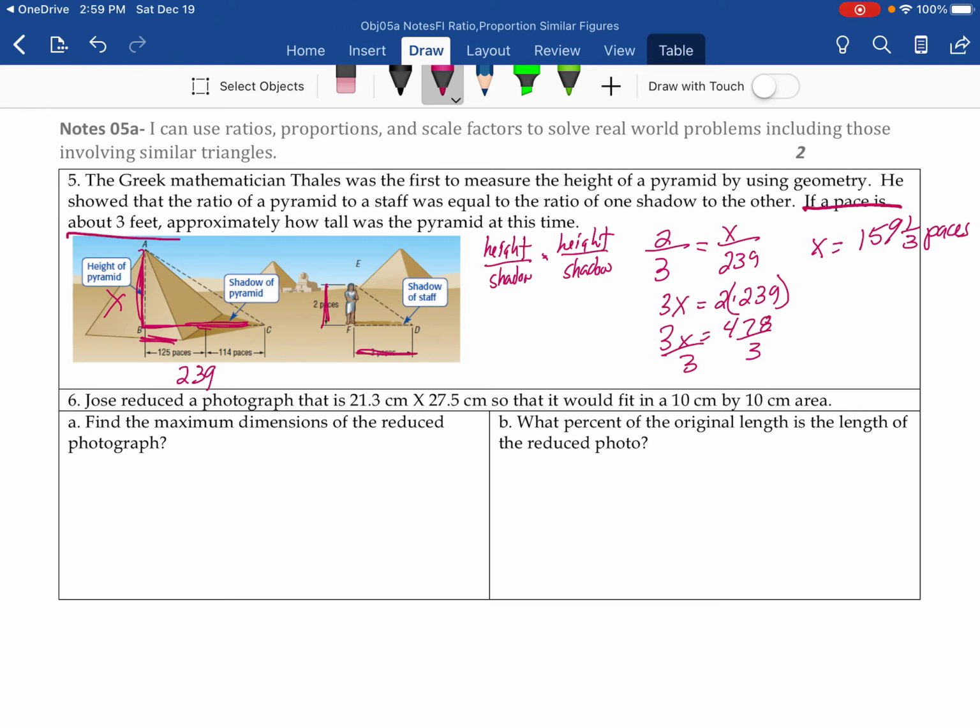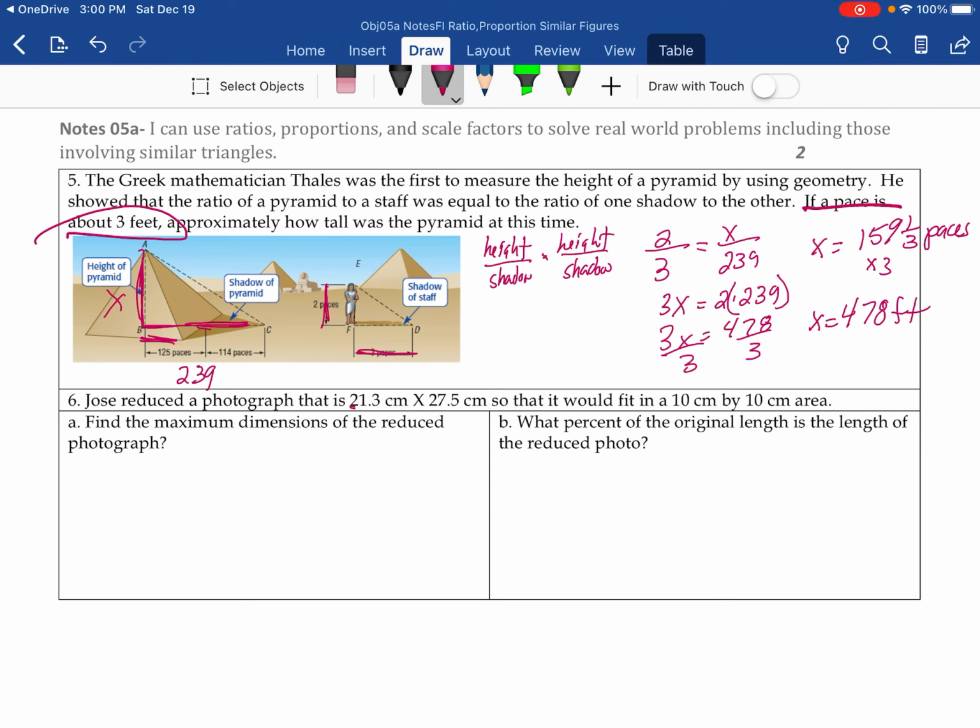Now it says a pace is about 3 feet. So I'm actually going to take this and multiply by 3 because I think it would be interesting to see. And so actually it's going to be 478 feet tall. So there's about 10 feet to 12 feet in a story. So that just gives you an idea. There'd be about 40 stories tall.